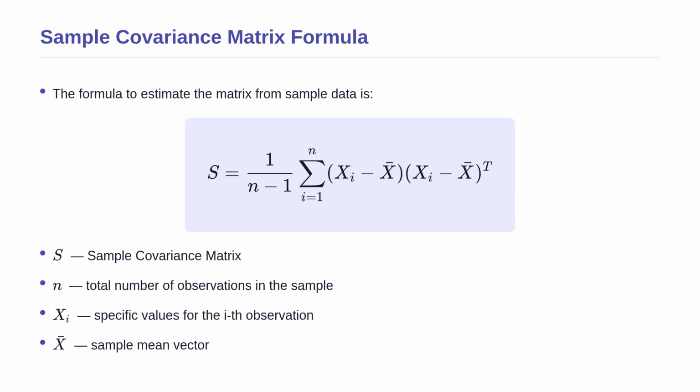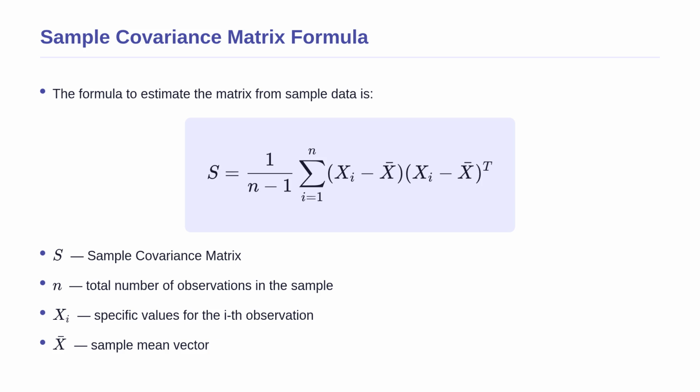Now, let us look at the mathematical form of this sample estimate. Here, S represents the sample covariance matrix, which is our best estimate of the true population matrix. The symbol N is the total number of observations or data points in our sample. The term X sub I represents the specific values for the ith observation, and X bar is the sample mean vector containing the averages of our sample data. The summation symbol tells us to add up the results of the multiplication for every single observation, from the first to the last. Dividing by n-1 ensures that our estimate is unbiased.